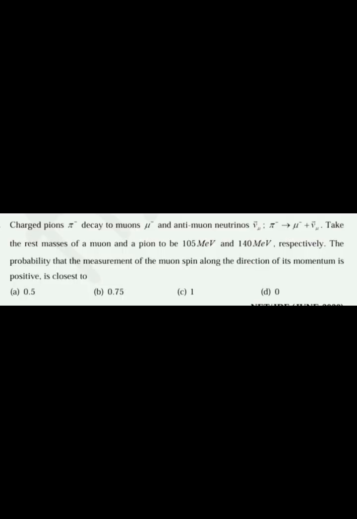The next question is the charged pions pi minus decays to muons, mu minus and anti-muon neutrino, nu mu bar. So the reaction is pi minus gives mu minus plus mu nu bar. Take the rest mass of muon and pion to be 105 and 140 MeV respectively. The probability that the measurement of muon spin along the direction of its momentum is positive is closest to dash.